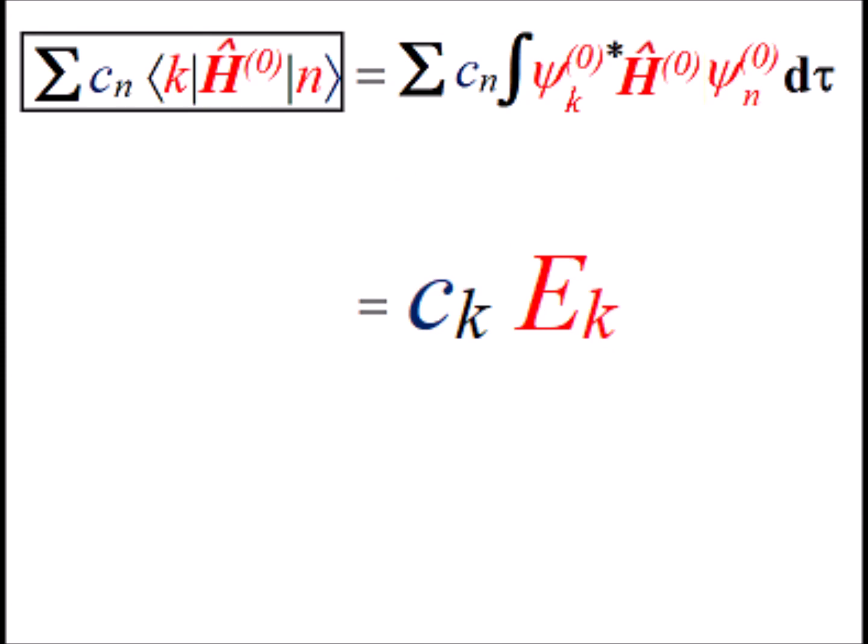Here we see the result after we pull the summation sign out in front, and we can write this result in terms of a particular integral. And we recognize that because k and n are orthogonal, the only time this integral doesn't disappear is when n is equal to k. So we get the result c sub k e sub k, this integral.